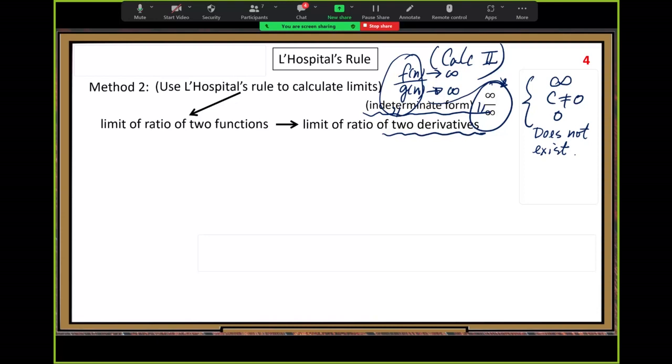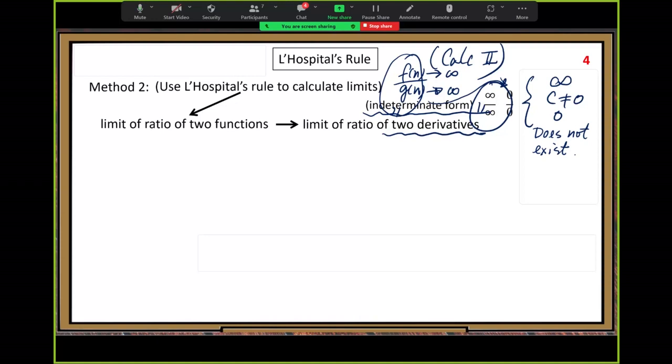That's the reason we call it indeterminate, it cannot be determined. All of these 4 cases are possible, so you need to see what the two functions are, the top function and the bottom function. If we have this infinity over infinity indeterminate form, then we can apply L'Hopital's rule.